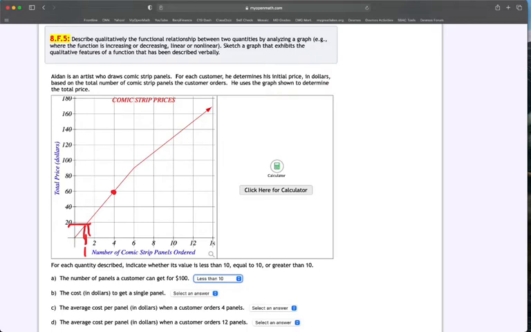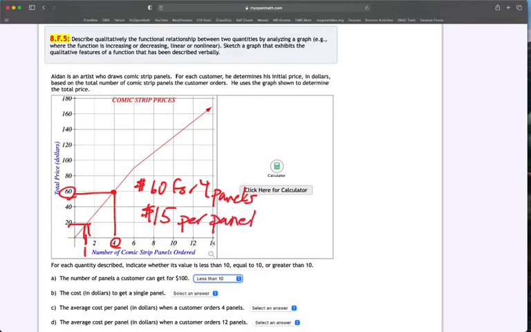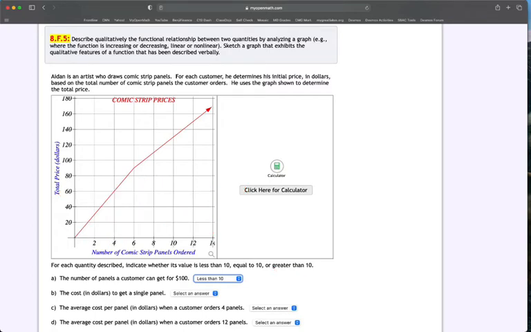So if we go to right here, since that part of the graph is all increasing at a constant level, we can see that it will cost $60 for 4 panels. Well, that means if it's $60 for 4 panels, that means it would be $15 per panel. In other words, 60 divided by 4, coming across the idea of the unit rate, which you did in the 6th grade and in the 7th grade. So clearly, that is a value that is greater than 10.